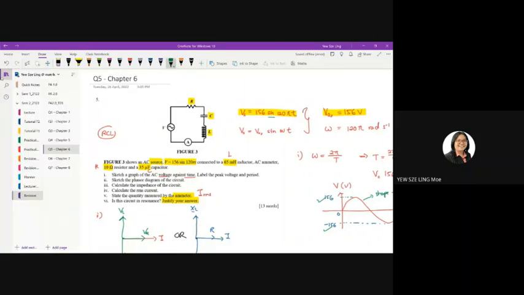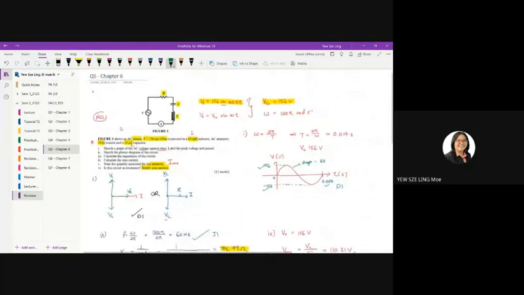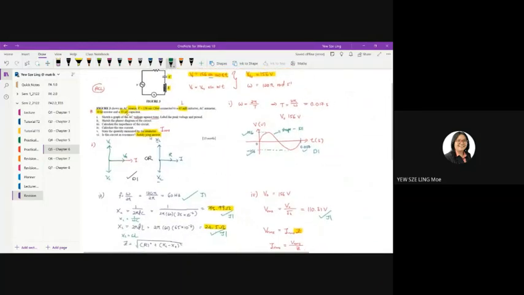Okay, let us move on to question 6, chapter 7. I will give you 2 minutes to go through the answer first. Go through this answer.